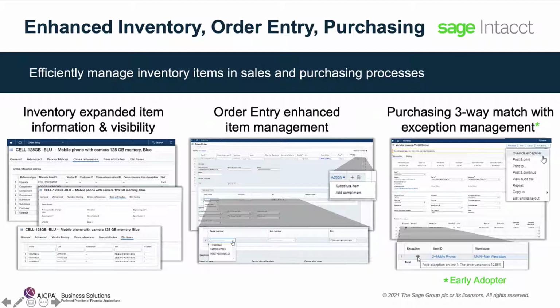In order entry, you can look up substitute items to replace the current item, as well as easily look up complementary items to add to the order. In addition, you can look up and add specific serial or lot numbers for the items in the order. For purchasing, early adopters can leverage three-way match capabilities with exception handling and tolerance levels to efficiently manage variances between purchase orders, vendor invoices, and received items.